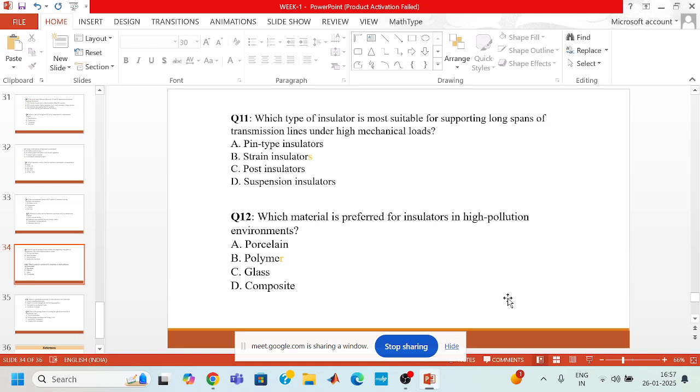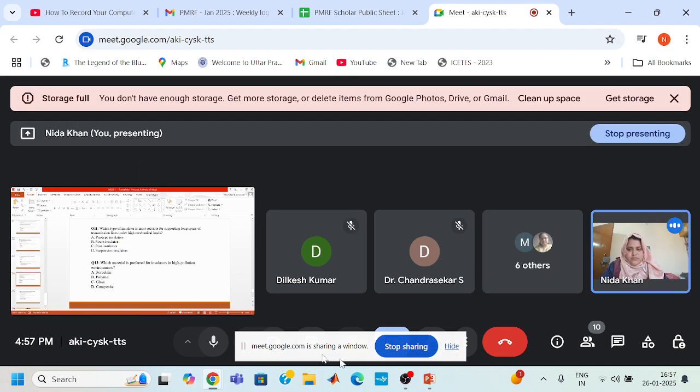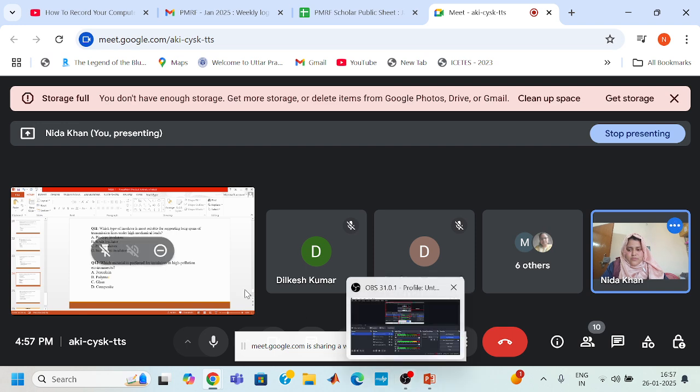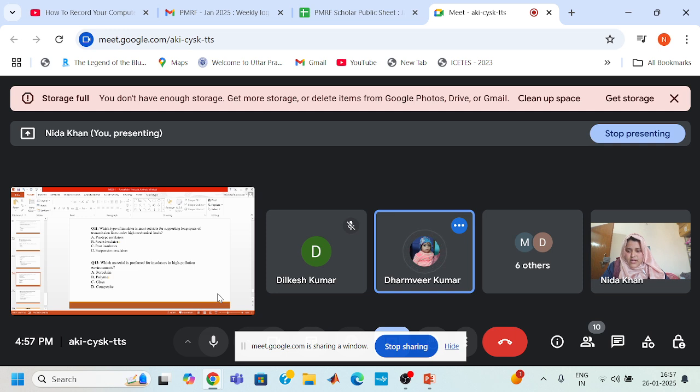Which material is preferred for insulators in high pollution environments? Porcelain, polymer, glass. Answer, option B, polymer.